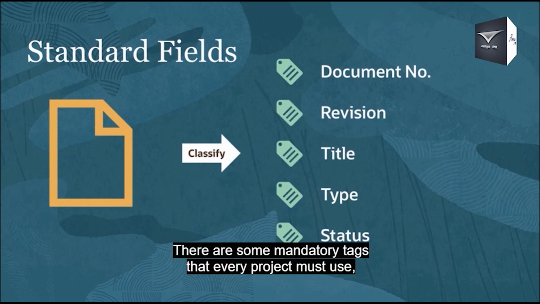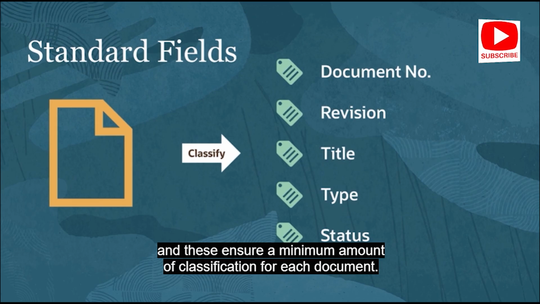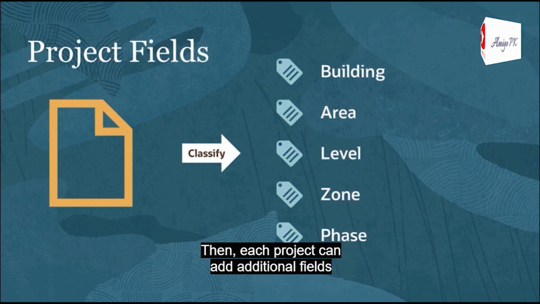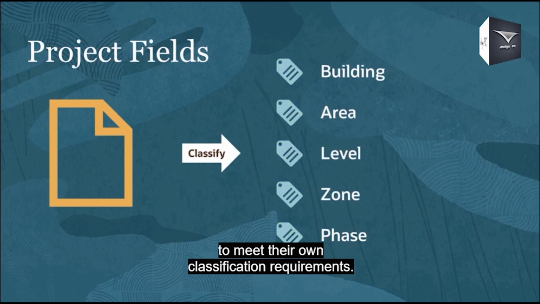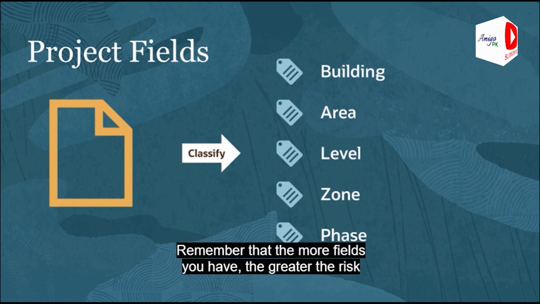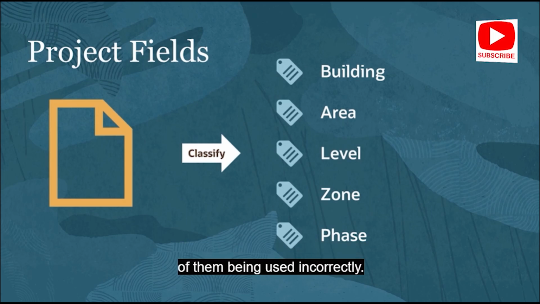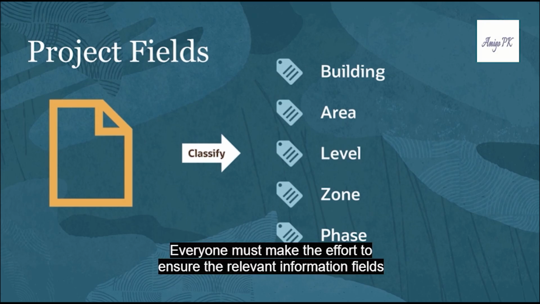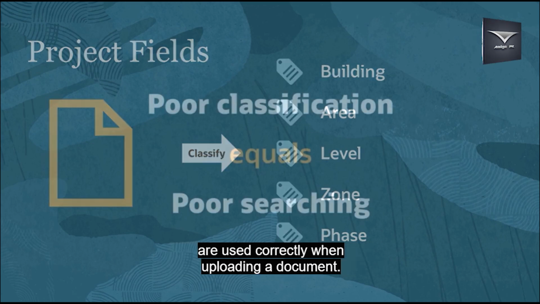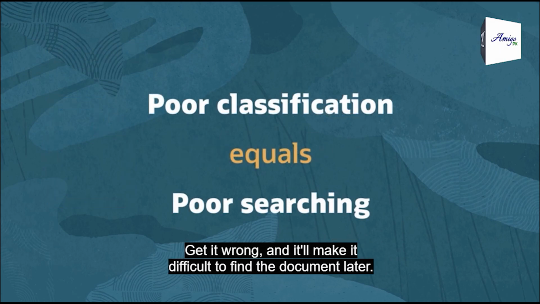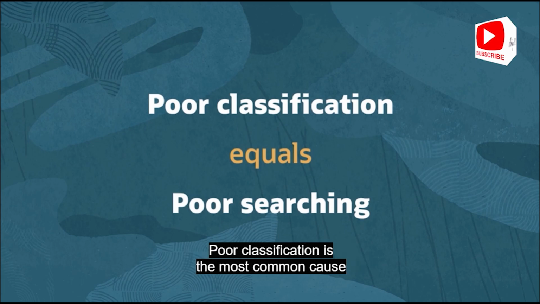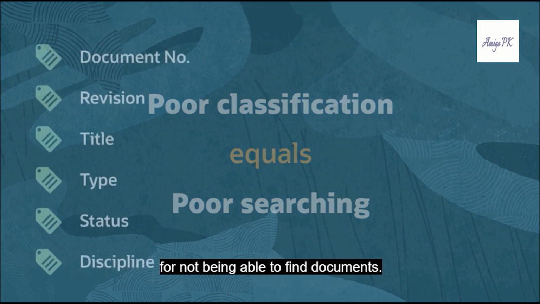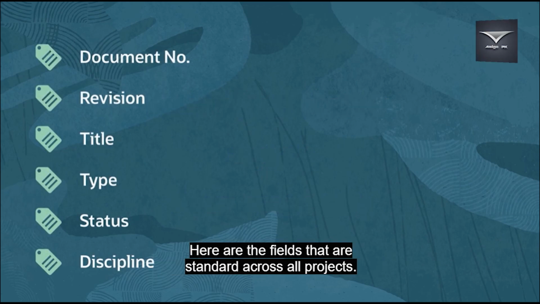There are some mandatory tags that every project must use, and these ensure a minimum amount of classification for each document. Then each project can add additional fields to meet their own classification requirements. Remember that the more fields you have, the greater the risk of them being used incorrectly. Everyone must make the effort to ensure the relevant information fields are used correctly when uploading a document. Get it wrong and it'll make it difficult to find the document later. Poor classification is the most common cause for not being able to find documents. Here are the fields that are standard across all projects.